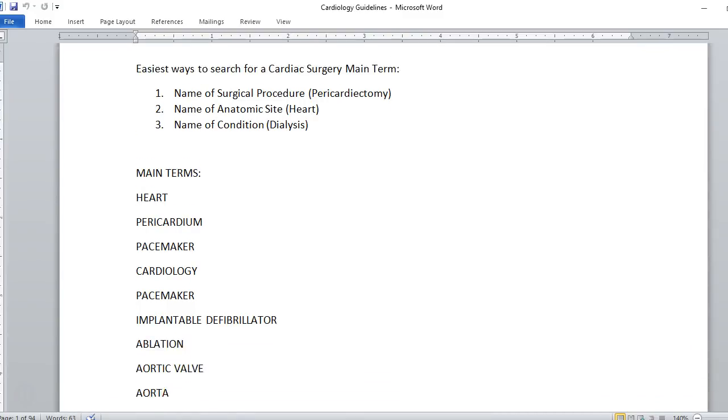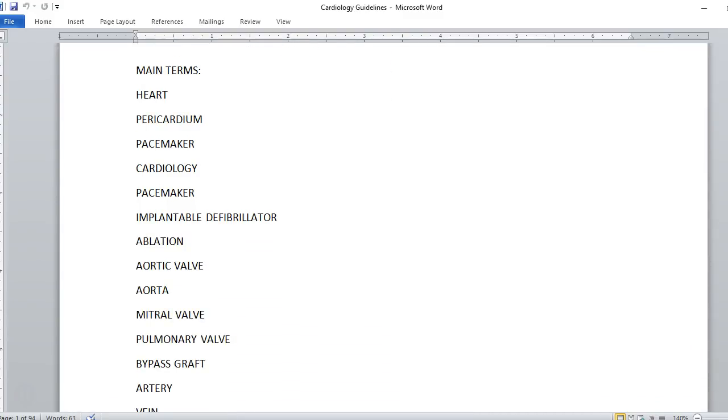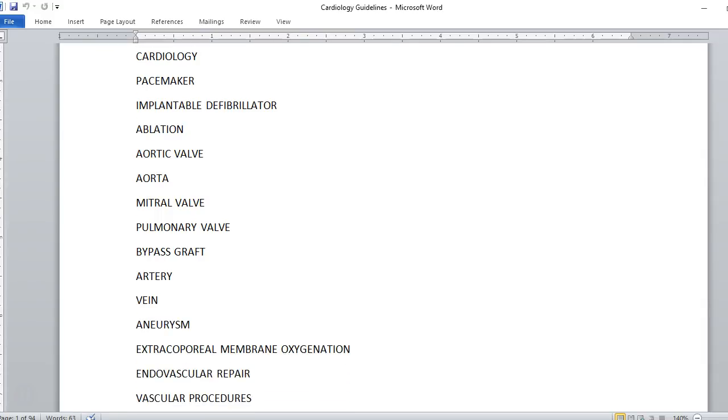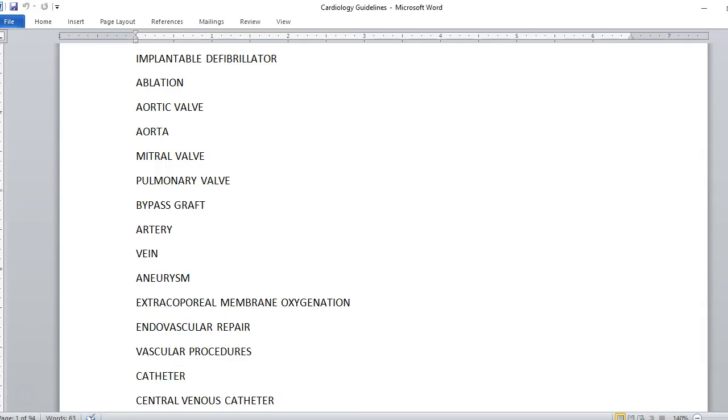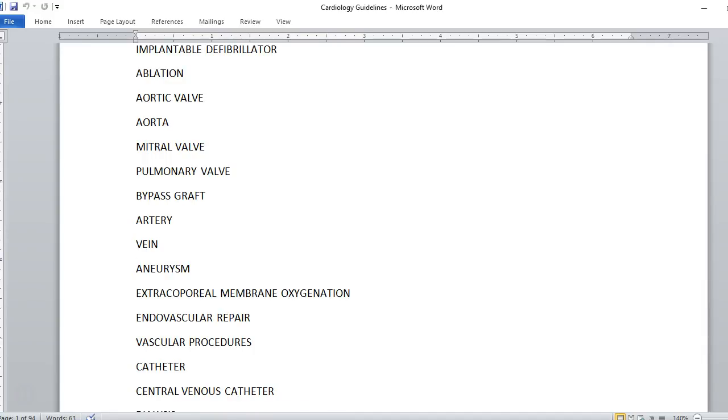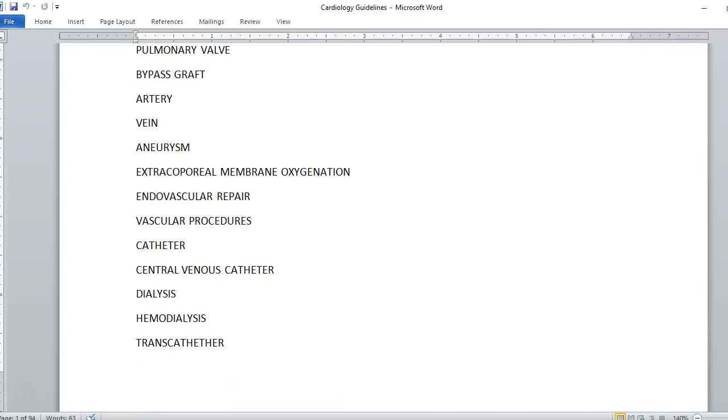As we go through, we're going to find main terms such as heart, of course, pericardium, pacemaker. We have our pacemakers in this section. Cardiology in general, implantable defibrillator, different ablations that we do, all the different valves: the aortic valve, the mitral valve, the pulmonary valve, the aorta, of course, artery, vein, aneurysm, extracorporeal membrane oxygenation. This is kind of like cardiopulmonary bypass, but it's more long-term, and we'll get into that when we look at the guidelines. Endovascular repairs.